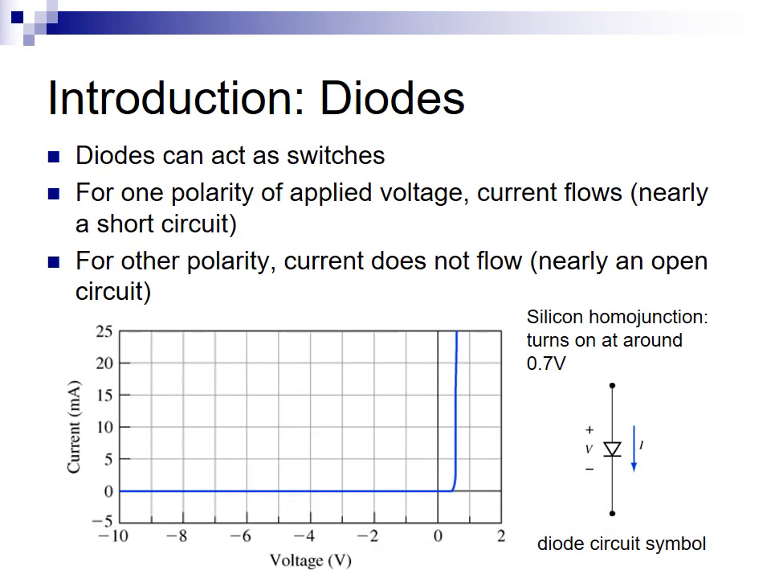Some of you here may have learned about diodes. Diodes can act as switches because they allow the current to flow only in one direction. For one polarity of the applied voltage, the current will flow, but for the opposite polarity, there is no current flow. The example characteristics are shown here, and this is the circuit symbol. Typically, a diode needs to be biased with 0.7 volts to turn it on, meaning to have current flowing through it.